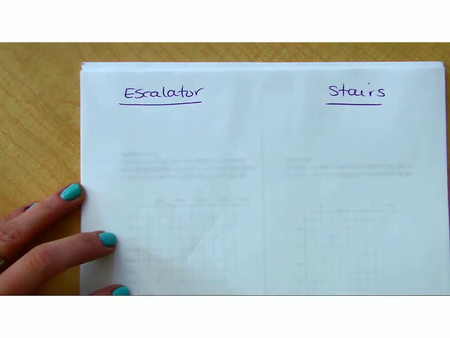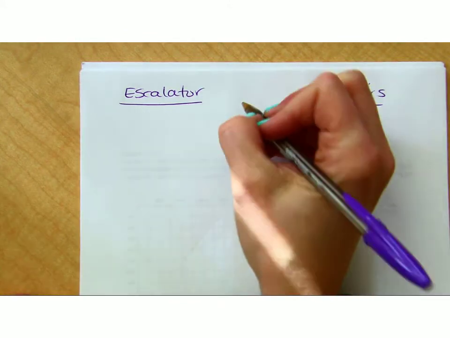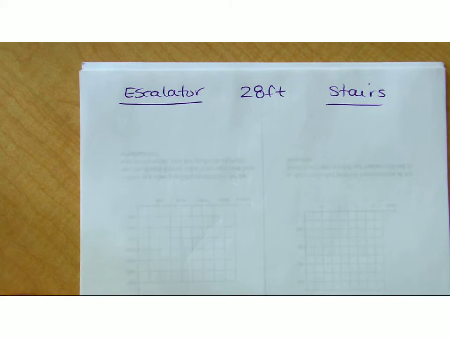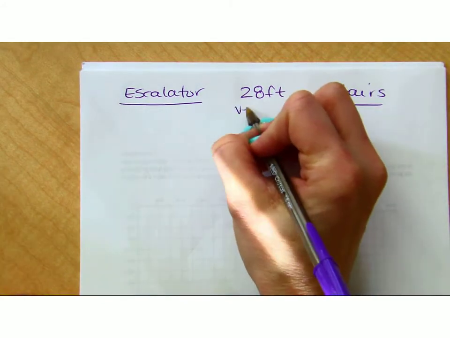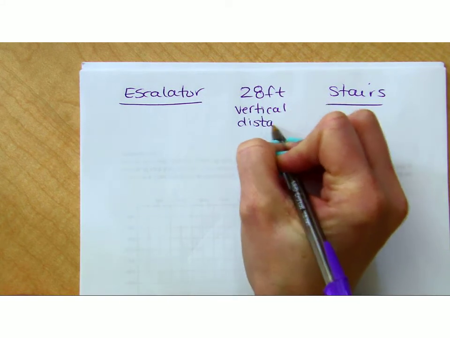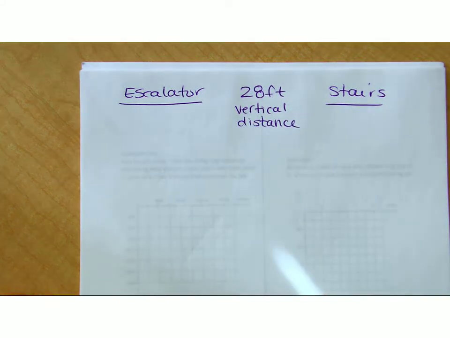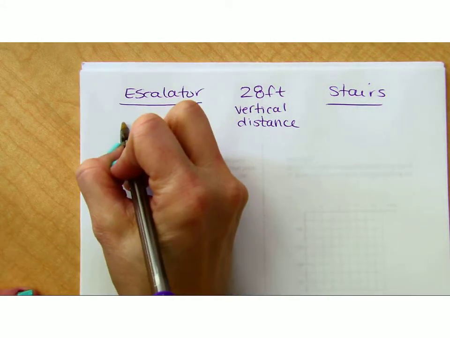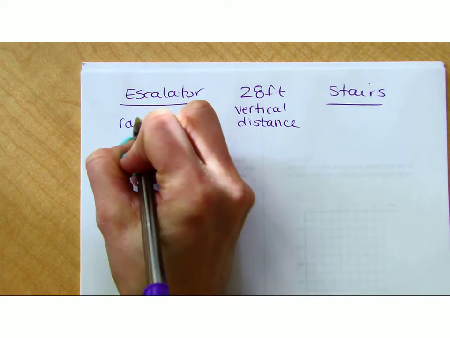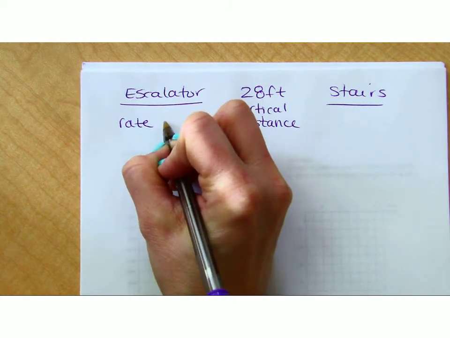And by the way, there's a difference of 28 feet from the first floor to the second floor. That is your vertical distance that you need to travel. So the floor of floor 1 and the floor of floor 2, where your feet would be, are 28 feet apart. If you take the escalator, you can travel at a rate of 2 feet per minute.